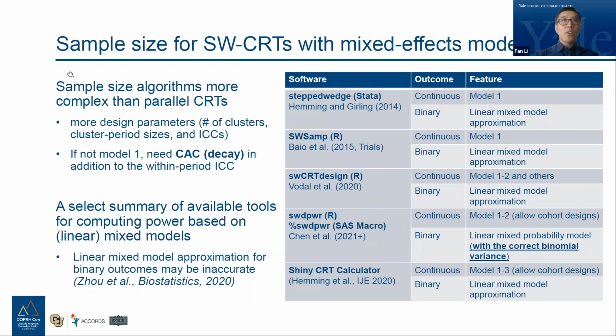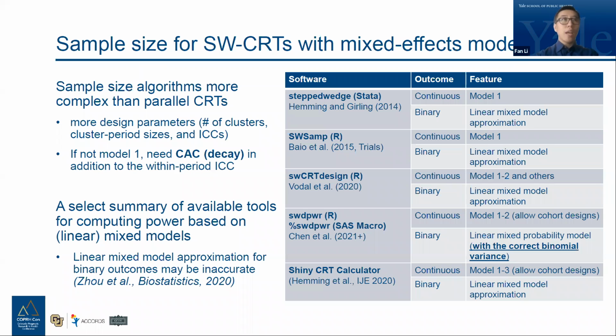In terms of the sample size calculation, we have to realize that the sample size algorithm in general can be more complex in the SW-CRT than the parallel CRT. This is because we naturally have more design parameters to worry about, including the number of clusters, number of periods, the cluster-period sizes, as well as more than one ICC parameter. For example, if we do not choose model 1, we need the CAC parameter in addition to the within-period ICC, and this additional requirement has to be paid attention to in the design stage.